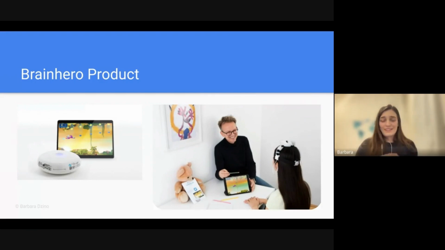So basically, to understand, we have the environment for the usage of the devices at home. Then it's ages 6 to 18 for kids with autism and ADHD, and it's a hardware and software device. All right.